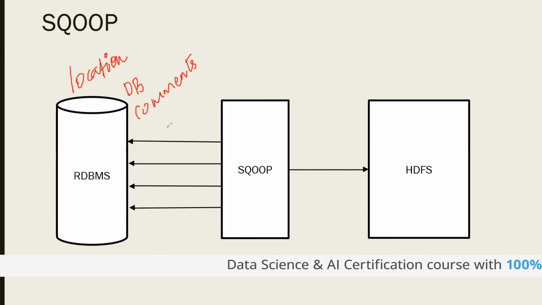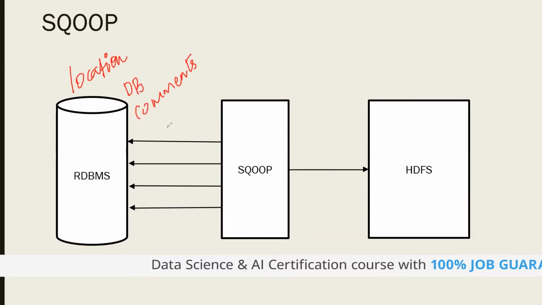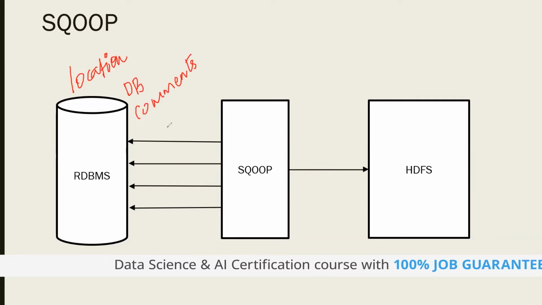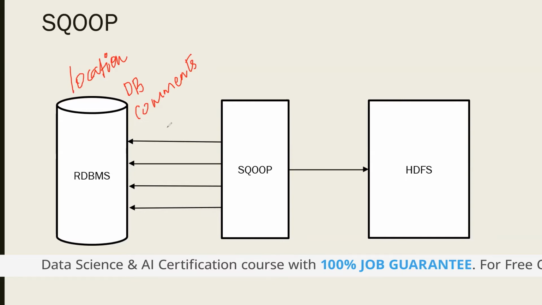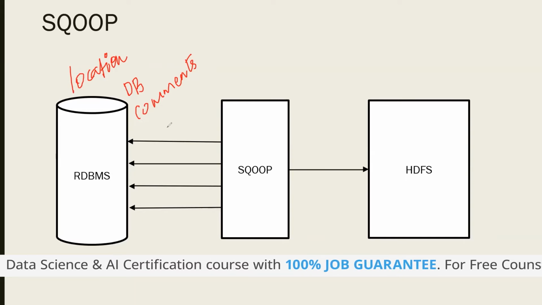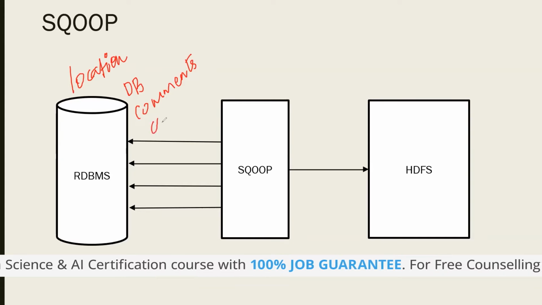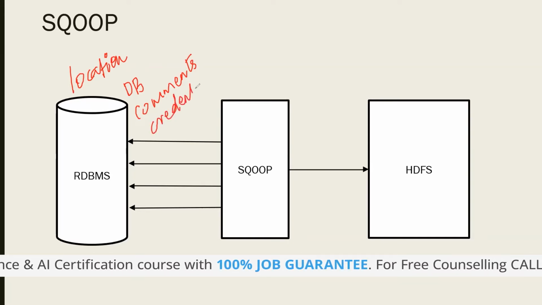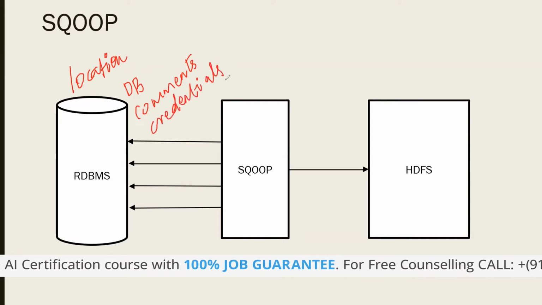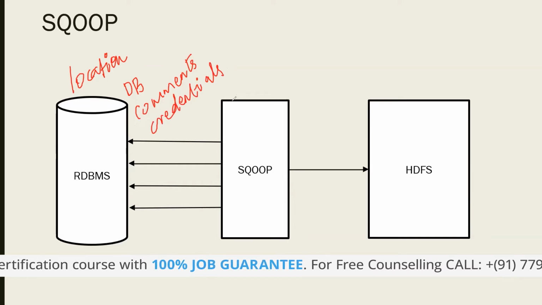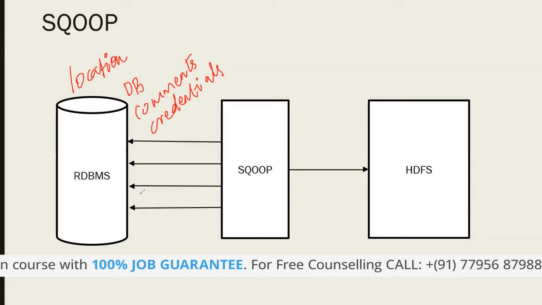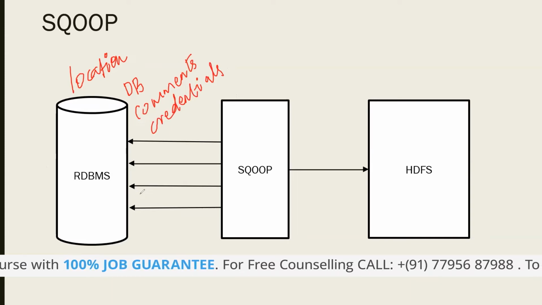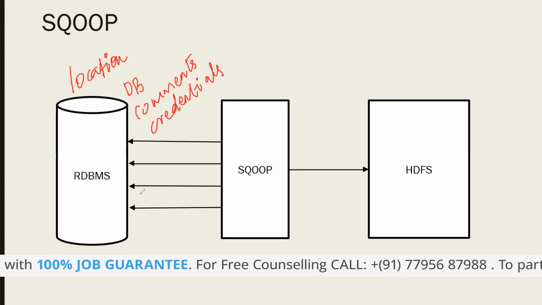After you specify these three details, it will also ask you for a few other details. If your RDBMS is credential protected, then you have to provide the credentials also. Along with that, you have to provide one very important detail, which is how many splits you want to convert this table into, so that it can be read in parallel and pushed inside your HDFS folder.